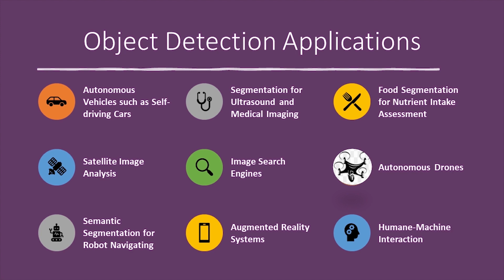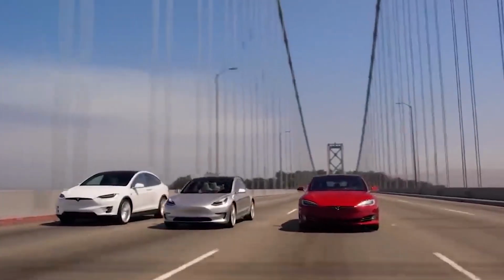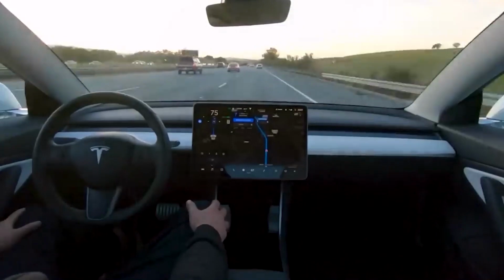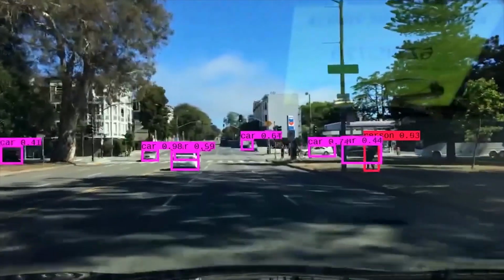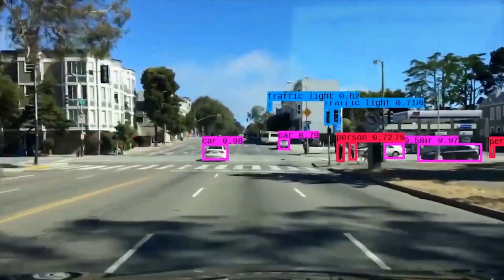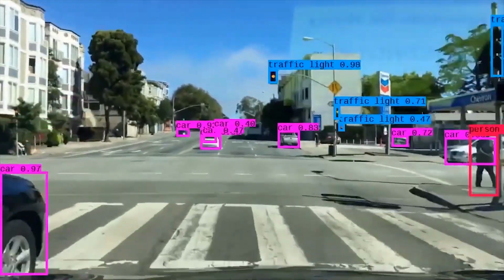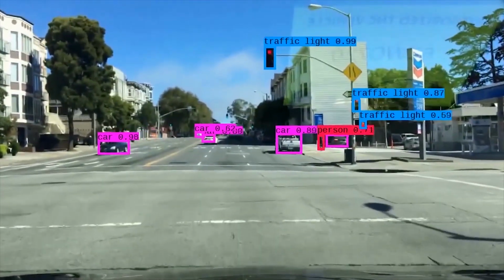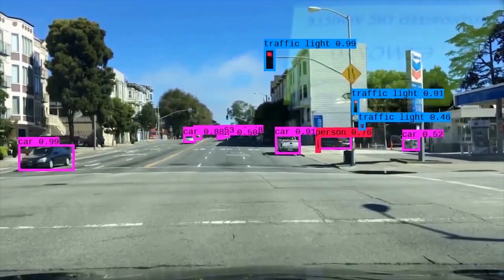So why must you invest your valuable time to learn object detection? Because object detection has a wide range of potential real-life applications in many fields. Object detection is used for autonomous vehicles to perceive and understand their surroundings. It helps in detecting and tracking pedestrians, vehicles, traffic signs, traffic lights, and other objects on the road.